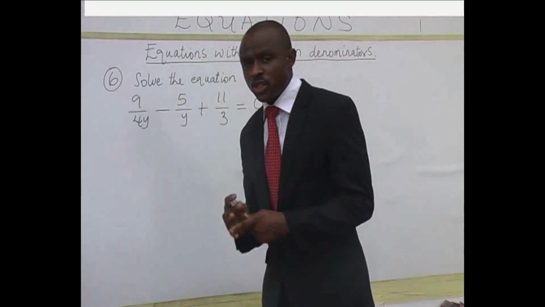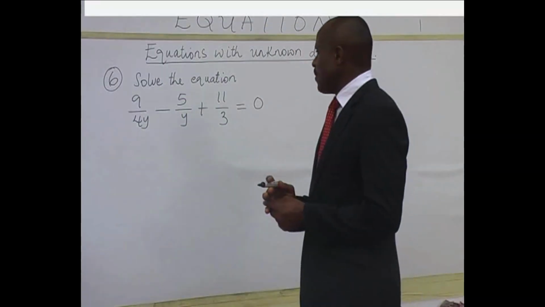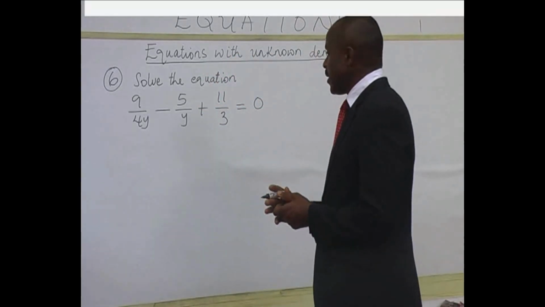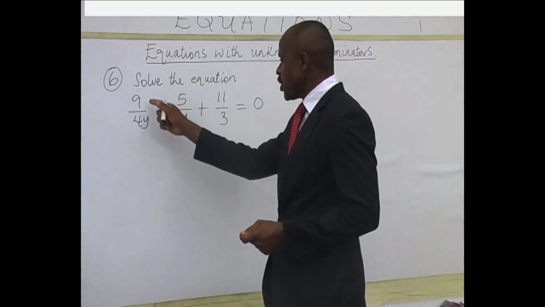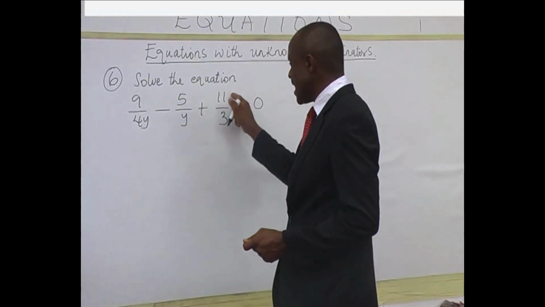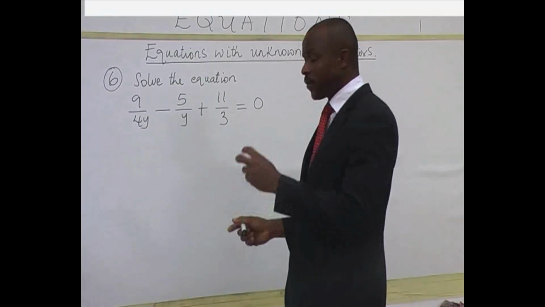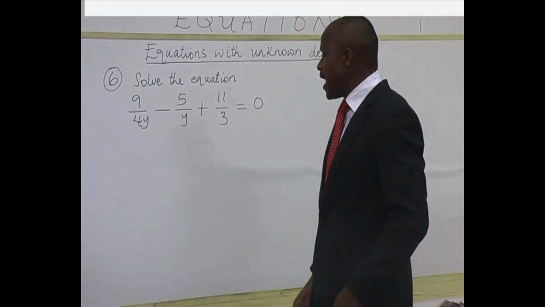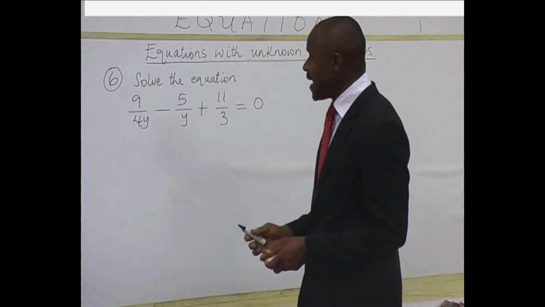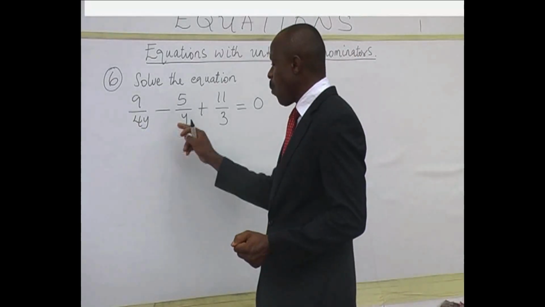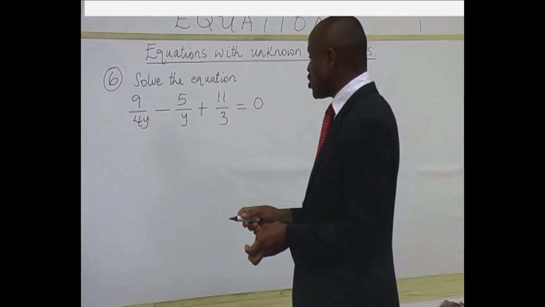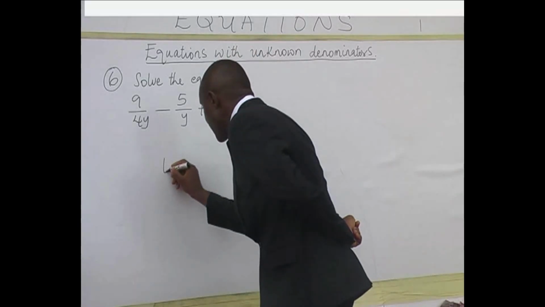This is going to be the last question we're going to take in equations with unknown denominators. It says that we should solve the equation 9 all over 4y minus 5 all over y plus 11 all over 3 is equal to 0. The first thing you do here is simplify the left hand side of the equation. Find the LCM of 4y, y and 3. And the LCM of 4y, y and 3 will be 12y.